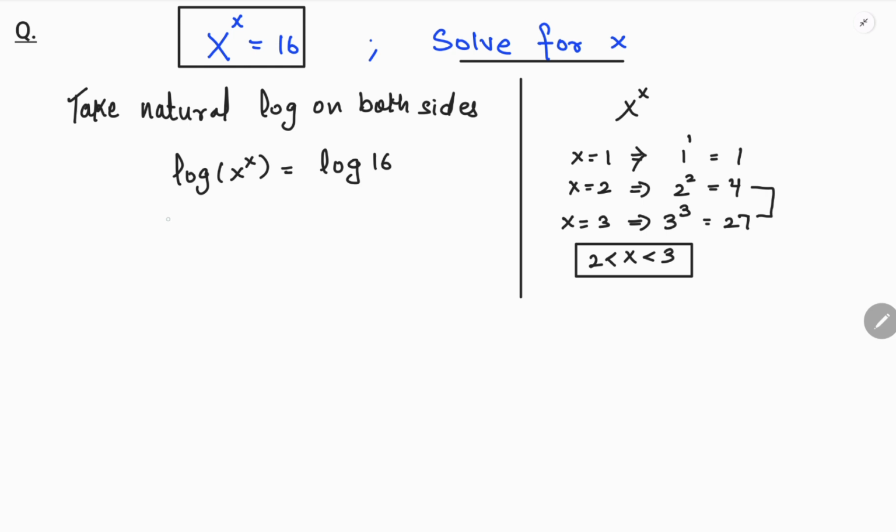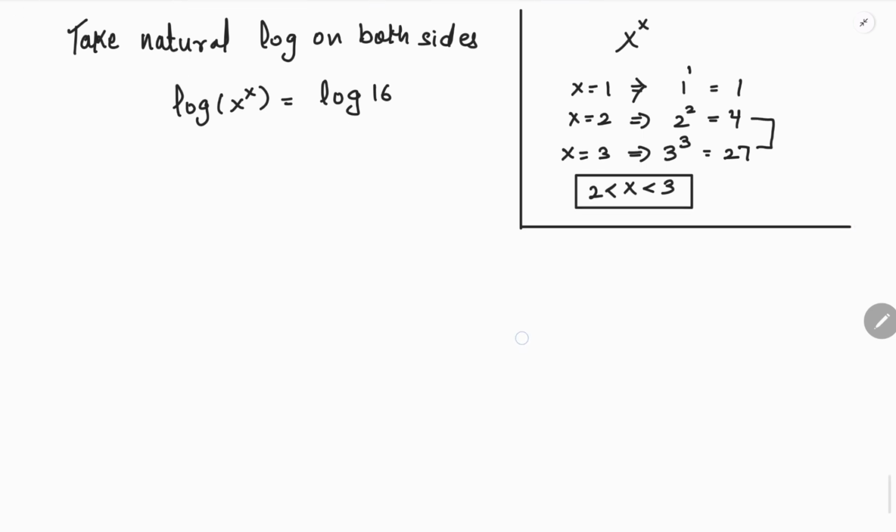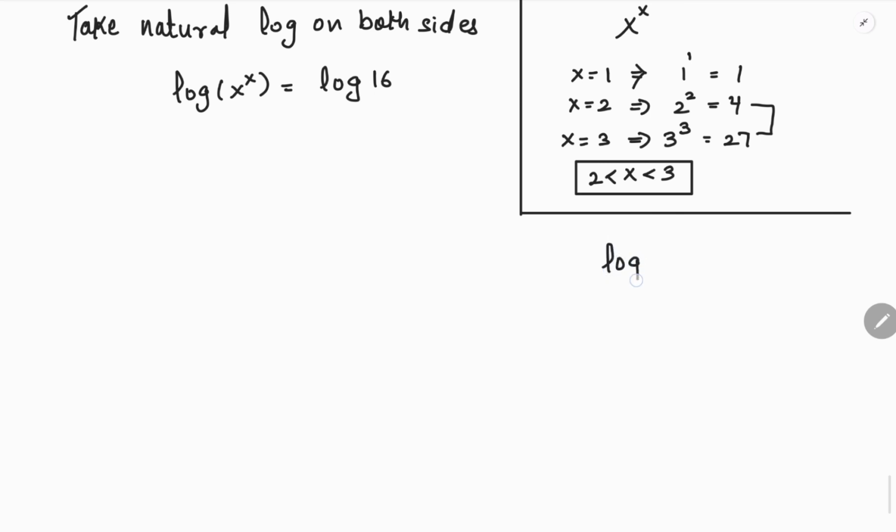Okay, so there is a formula now. I will write it here: log of b raised to power a is equal to a log b. This exponent comes here. So that means this can be written as x log x is equal to log of 16, which can be written as 2 raised to power 4, and this 4 will come here, it will become 4 log 2. Okay, so x log x is equal to 4 log 2.